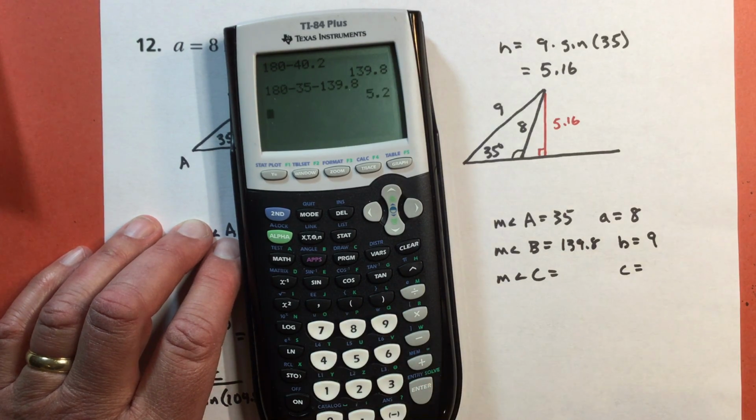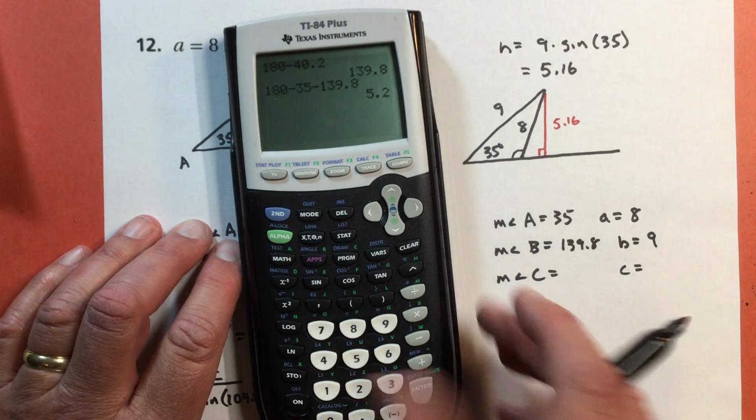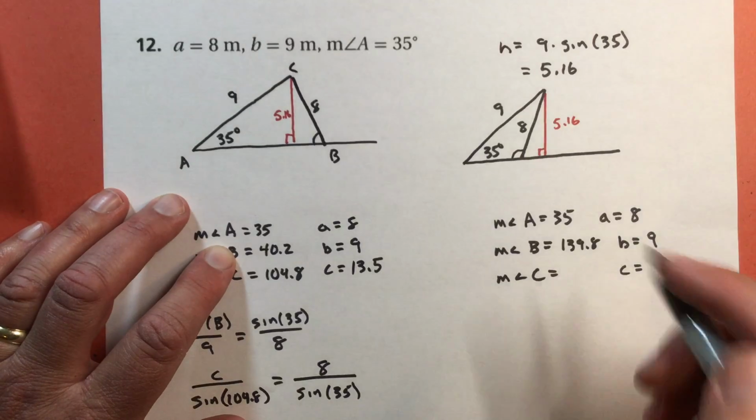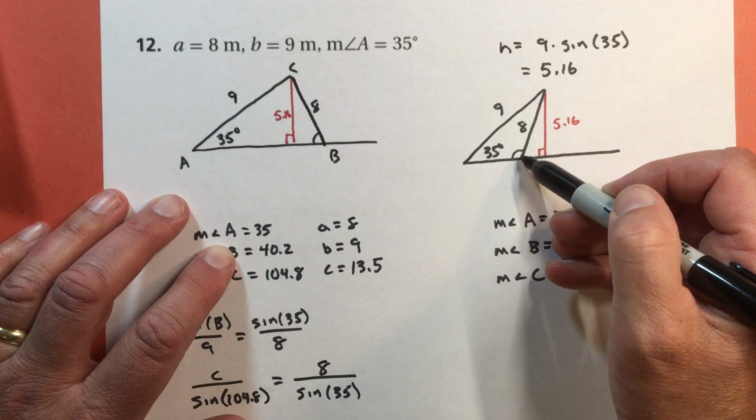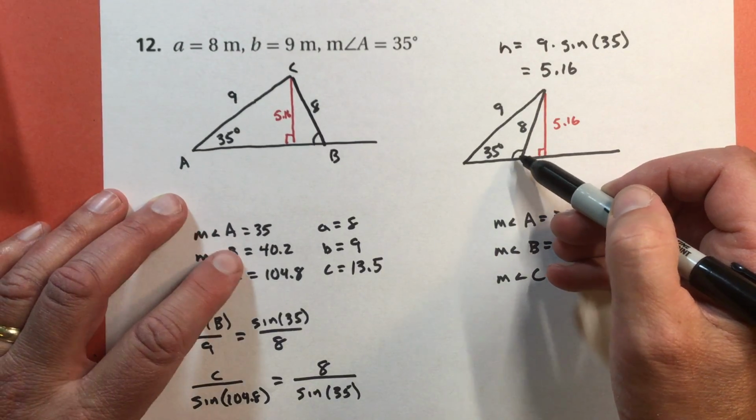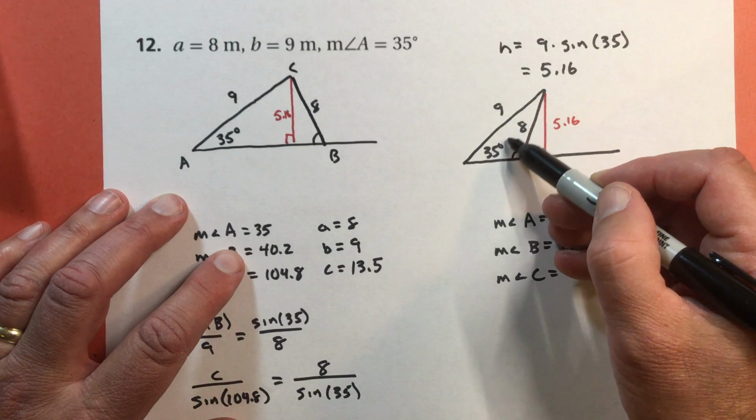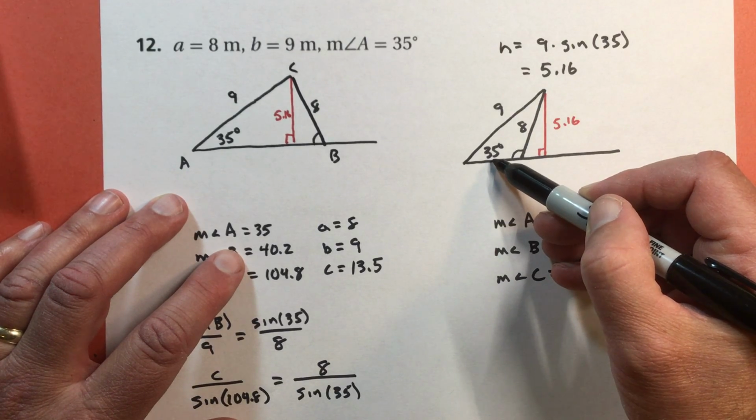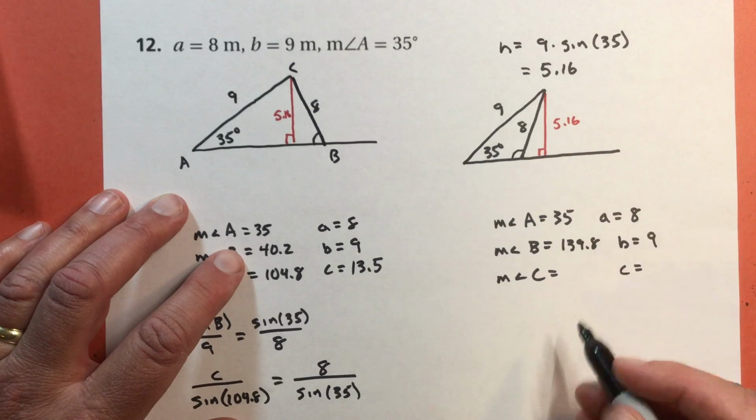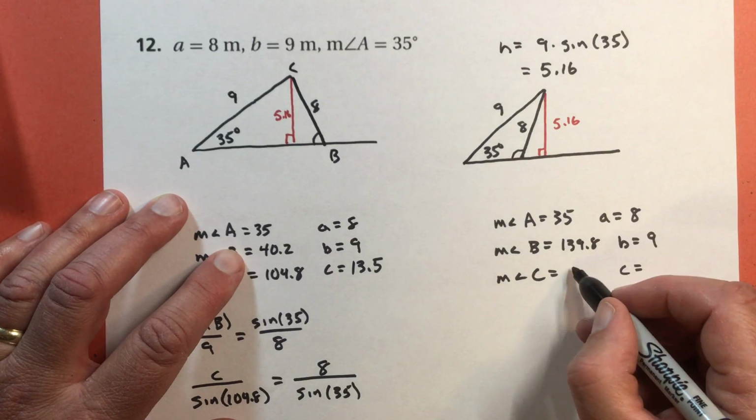139.8. And holy cow, angle C is very, very small, which again makes sense because if I had drawn my 8 more accurately, it would probably come down this way because 8 is real close to 9, and I'd have a very sharp angle up here. So what do I get? 5.2.